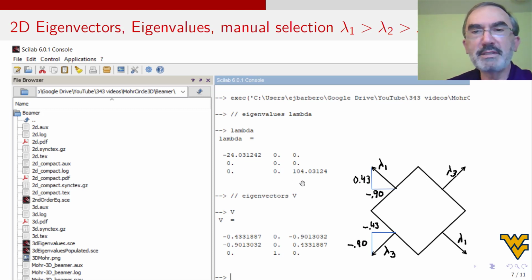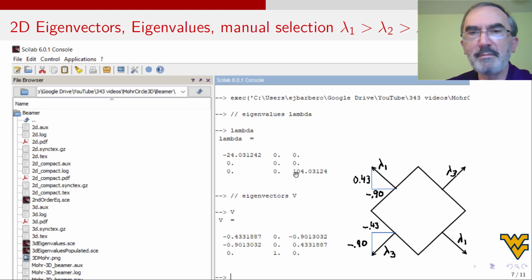But the first problem I see is that they are not ordered, and we definitely need them ordered for the rest of the semester, for design. We need to know which one is lambda 1, lambda 2 and lambda 3. So this has to be minus 24, and this has to be 104. No software will order them for you. You have to do it yourself, or maybe write some code to reorder them. When they come out of the software, they come out all mixed up. It would be a big coincidence to get them ordered.